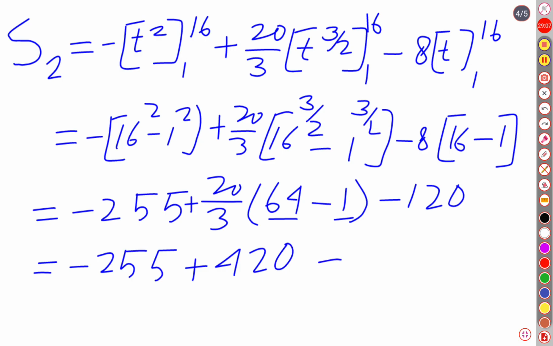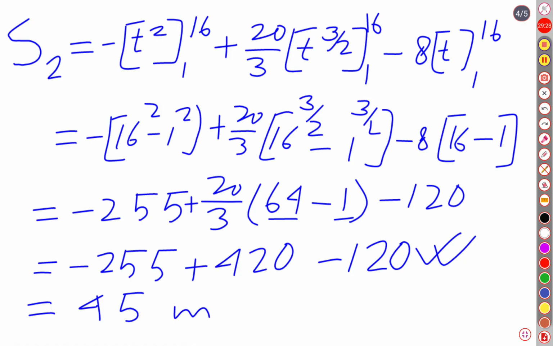420 minus 120. If we subtract 120 from 420, it's 300. 300 minus 255 is 45. So for the upper part, we have got 45 meters. So this is the second phase.